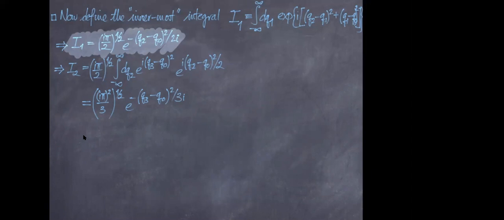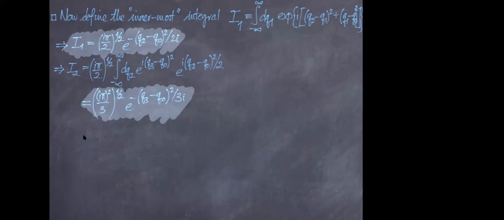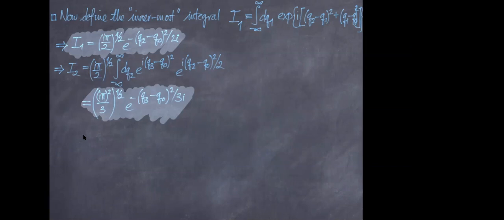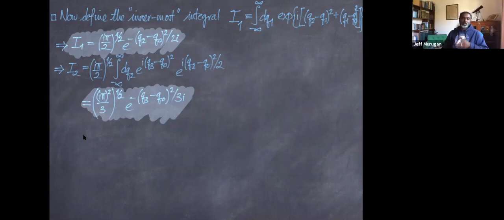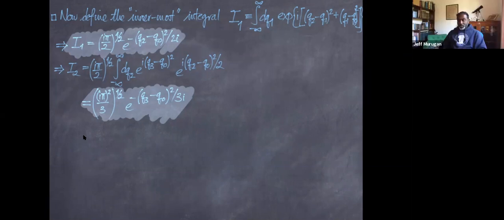Wait, sorry, Prof. For the I2, shouldn't it be Q3 minus Q2, not Q3 minus Q0? No, I've already substituted. You're quite right, it's Q3 minus Q2, but I've already substituted from the I1 integral. Oh, okay. So it's Q3 minus Q2, and then Q2 minus Q1. Okay. You with me? Yes. So I need to substitute for the I1 integral back into the I2 integral. So I've already done that. Sorry, I've skipped out a step there.